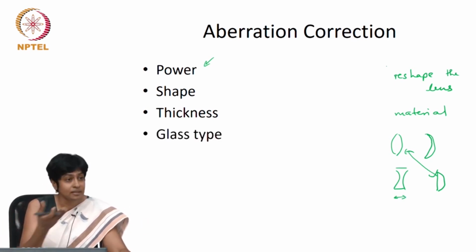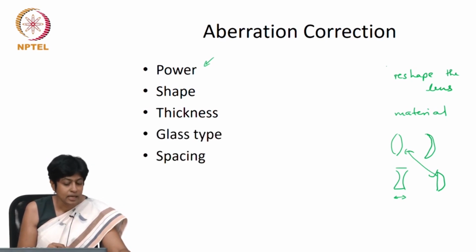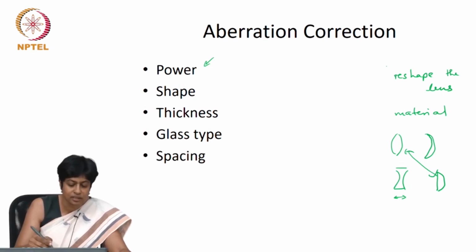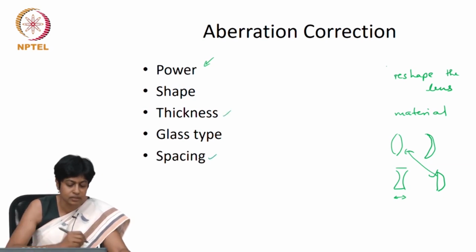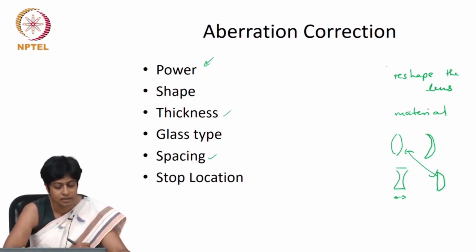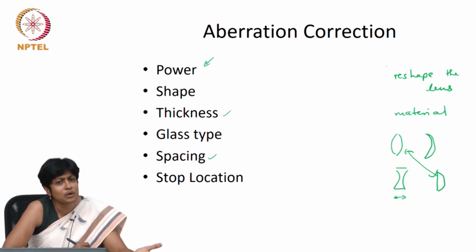Glass type, material, that is refractive index, spacings, right? So I can change the thicknesses of the lens. These are related if I'm talking about thick lenses, okay? And I thought you would all tell me this because we talked about this a lot over the last few weeks. You can change stop location.